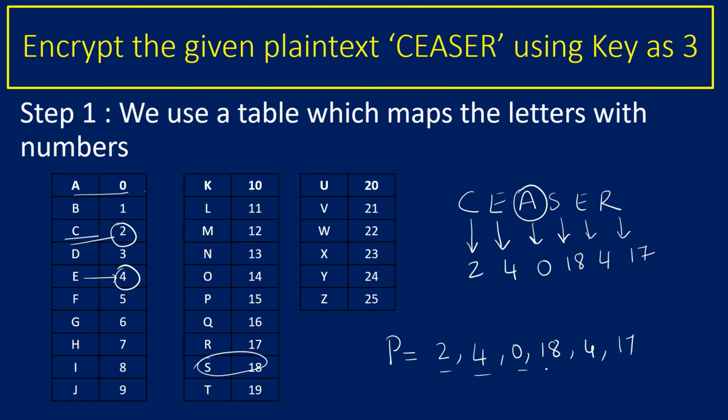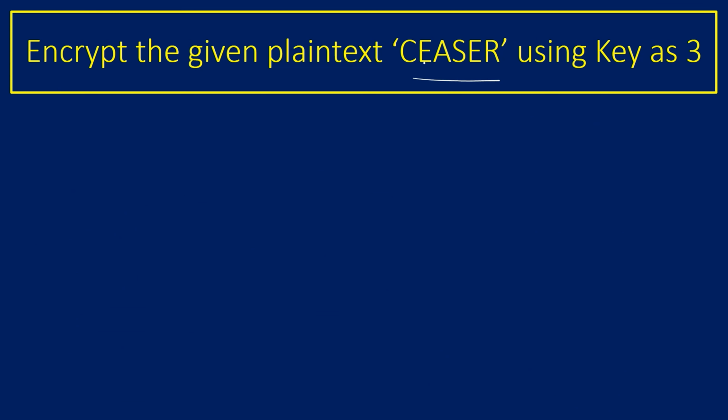So each of these numbers will now be processed by using the additive algorithm, which is P plus K mod 26. It is clear from this table that since we are working over a finite field ranging from 0 to 25, we are working on a total of 26 letters, that is 26 numbers. We make use of mod 26. So the moment the number exceeds 26, we have to bring it back within the range of 0 to 25. Therefore, we use mod 26.